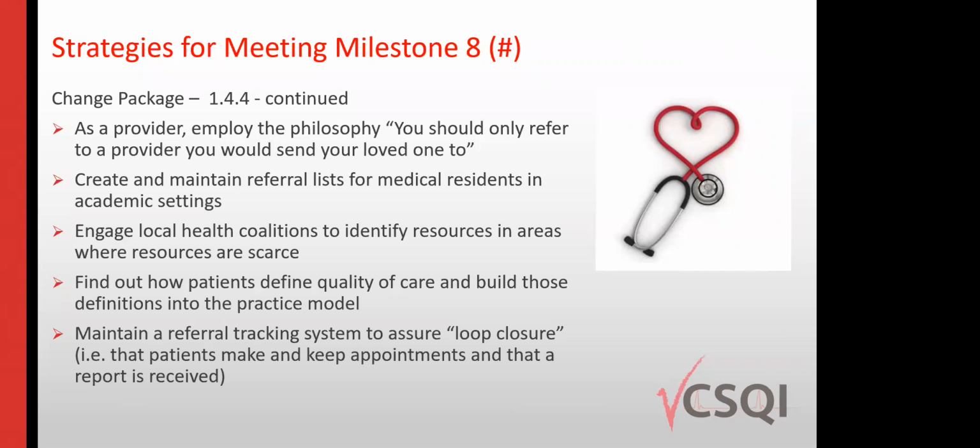Create and maintain a referral list for medical residents in academic settings. Engage local health coalitions to identify resources in the area that are scarce. Find out how patients define quality of care and build those definitions into the practice model. And also, we can maintain a referral tracking system to assure loop closure.